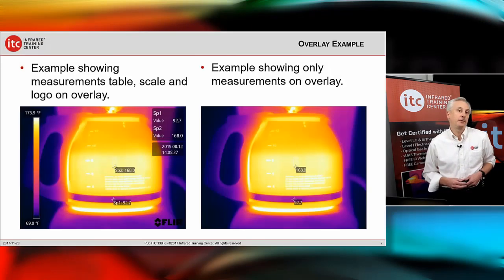So, for example, the image on the left is set to show the measurements table, the scale, and the logo, which you can see here. The example on the right is set to only show the measurements. So we've disabled the logo, the table, which is shown here, and the scale on the left. So that's just an example of some of the control that you have over this.